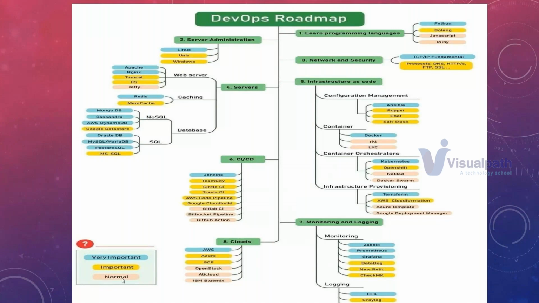Optional it is. Okay. If I want to learn any operating system, server administration, what is the operating system we are learning in this course? Linux. So we have Linux, Unix, and Windows. Mac operating system, we don't use it for real-time projects. So we'll be using only Linux or Unix or Windows. We will be learning the Linux operating system here. So this particular topic is covered in our course. And after that, servers.